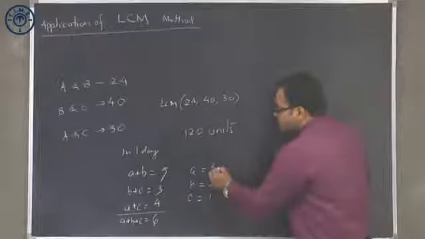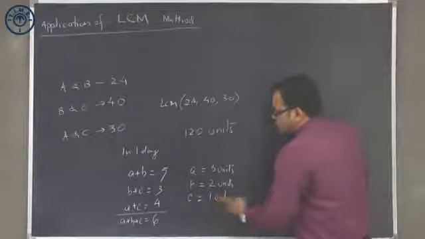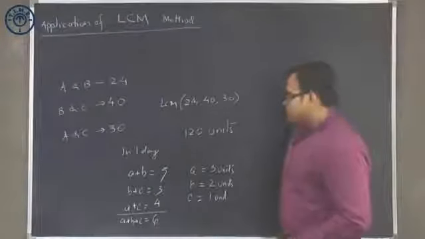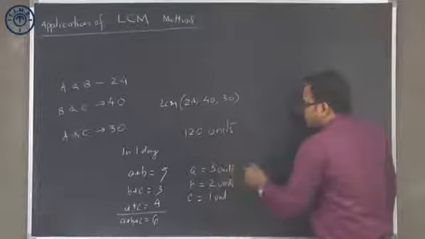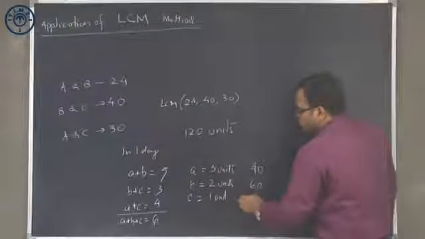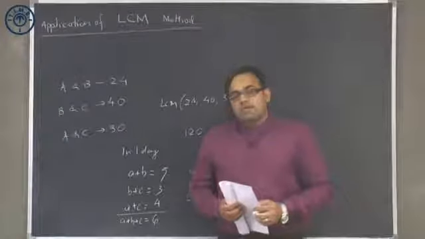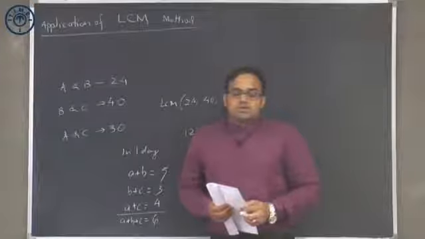If A does 3 units per day, B does 2 units per day and C does 1 unit per day, then the total number of days will be 120 upon 3, 40 days, 120 upon 2, 60 days, 120 upon 1, 120 days. So that will be individually the time taken by A, B and C to complete the work.